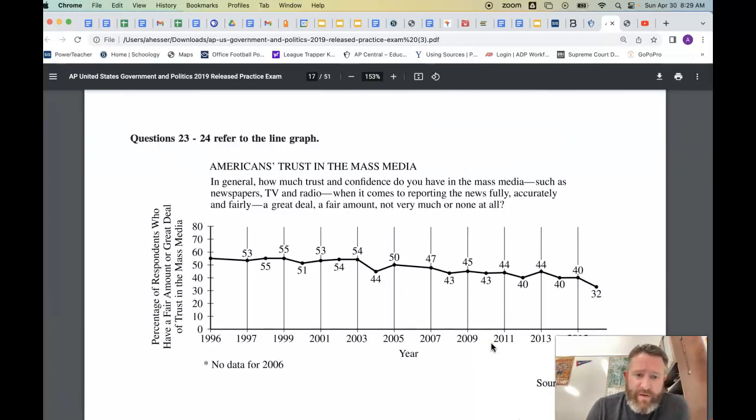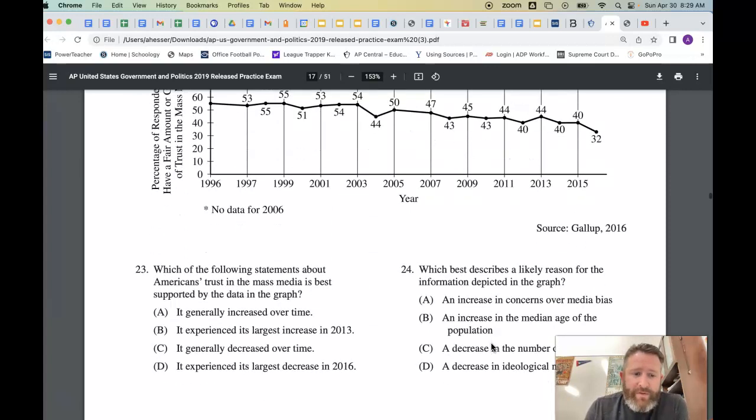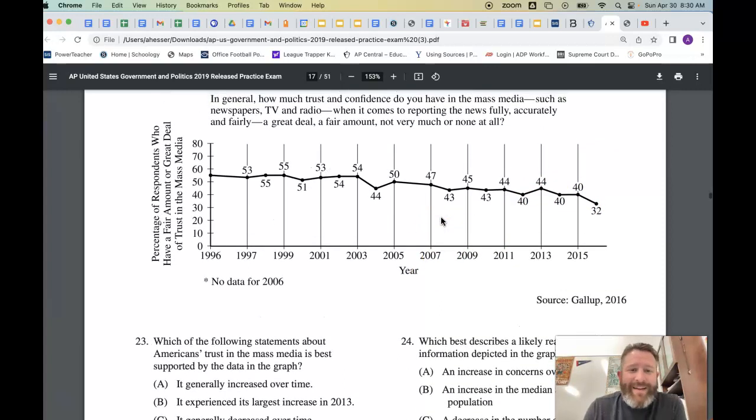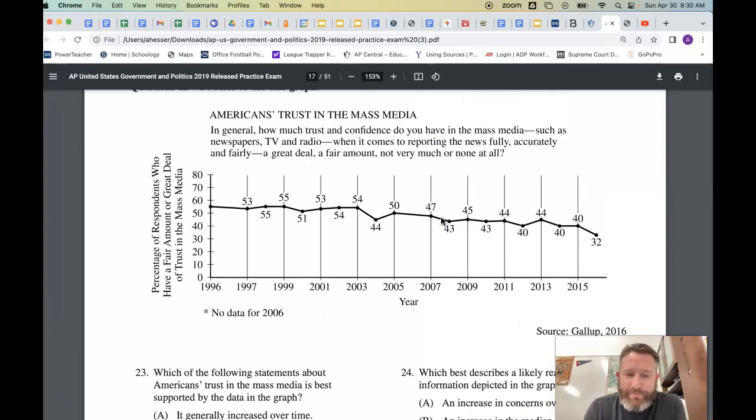23, we have America's trust in the mass media from 1996 to 2015. Which of the following statements about America's trust in the mass media is best supported by the data in the graph? Answer there, C, it generally decreased over time. D, it experienced its largest decrease in 2016. I remember some people thinking during the test, how can that not be true? Well, you just have to really, really closely look at these graphs.